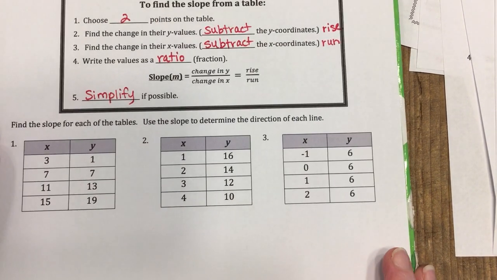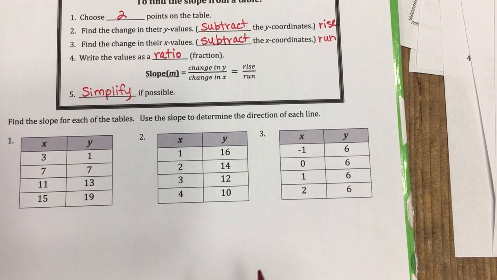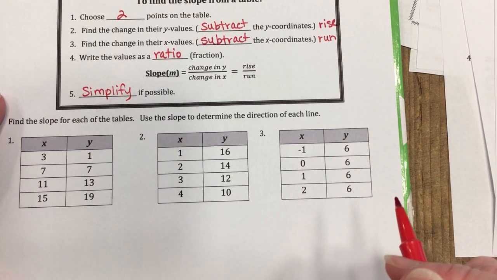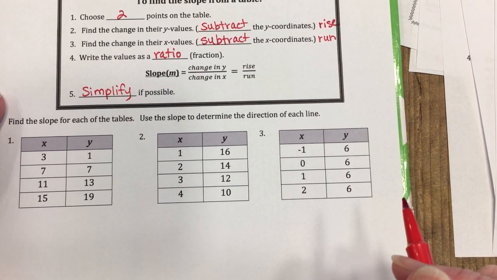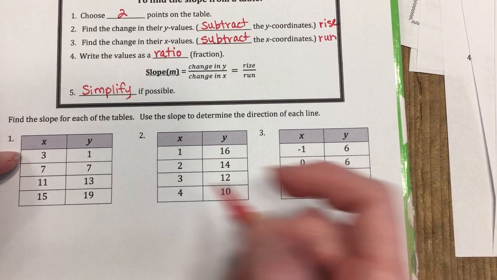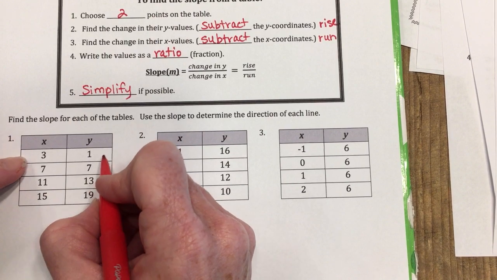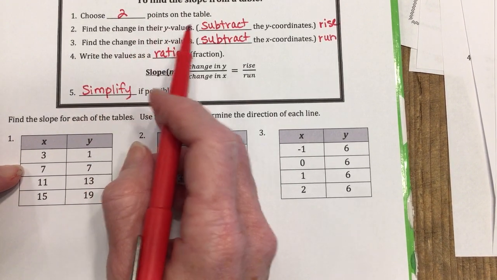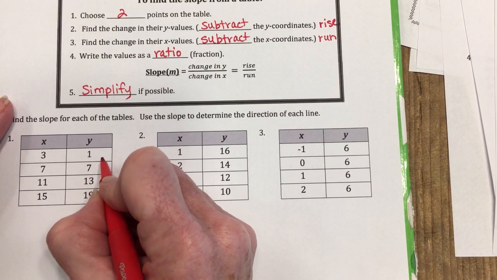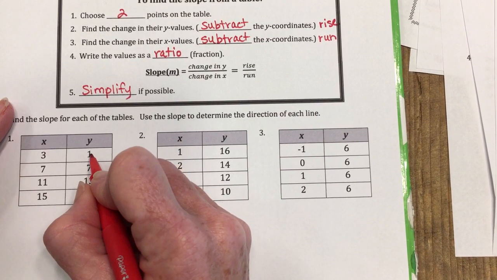All right, so it asks us to find the slope of each of the tables and then use the slope to determine the direction of the line. So we looked at that last time as well when we looked at the graphs. All right, so the first step is to choose 2 points on the table. I'm just going to choose the first two. Then it says find the change in their y value. So that would be over here. So I need to know how much these are changing. So how do I go from 1 to 7?